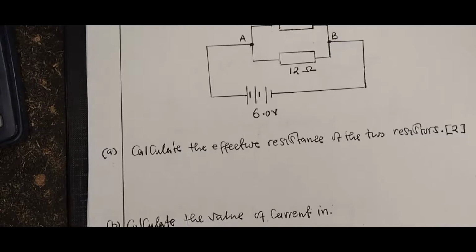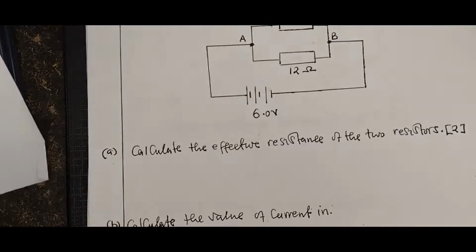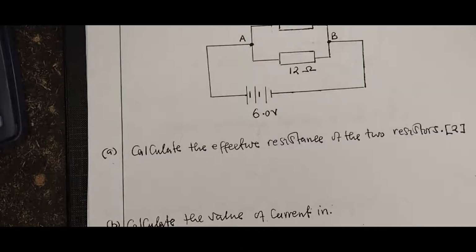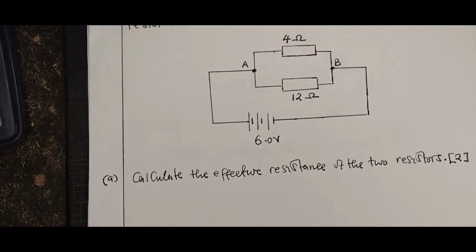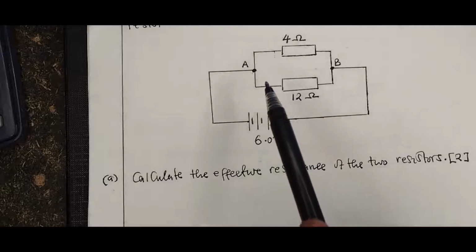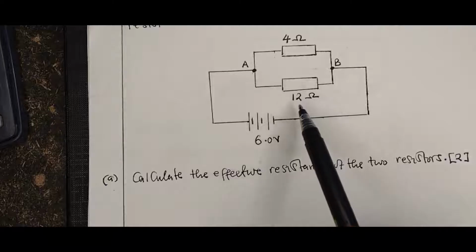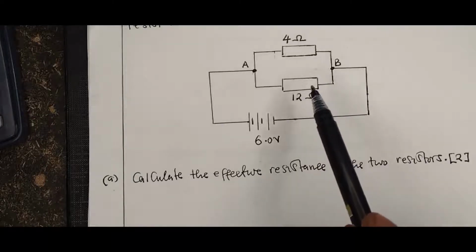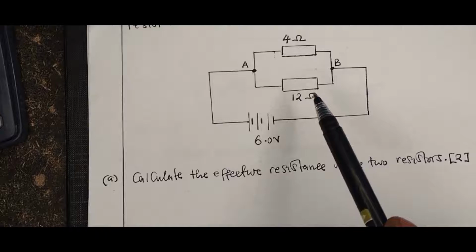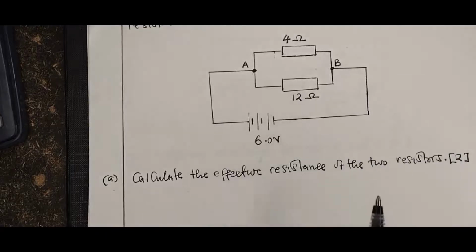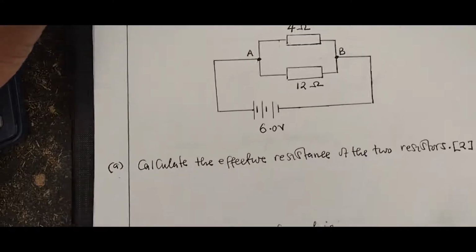Now, there are two things that you need to note here. We said we are going to look at the situation where we have resistors that are in parallel and where we have resistors that are in series. In this question, we have two resistors, 4 ohms and 12 ohms, and they are connected in parallel. So how do we calculate the effective resistance? Effective resistance just means find the total resistance.